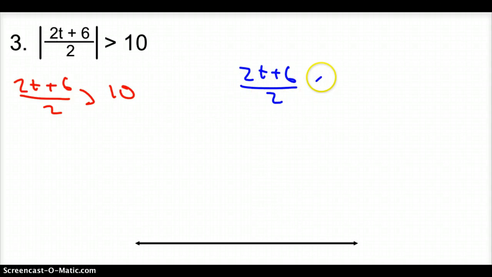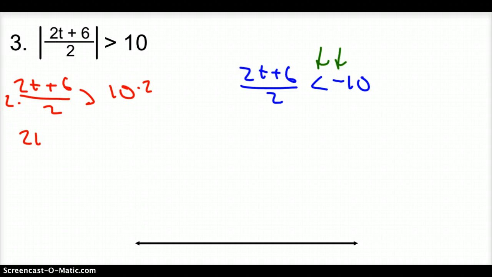And now remember, we switch the sign and make it negative. So we changed two things. We switched the signs and we made it negative. Now we just go ahead and solve for the inequality just like what you would do before. So we multiply both sides by 2.